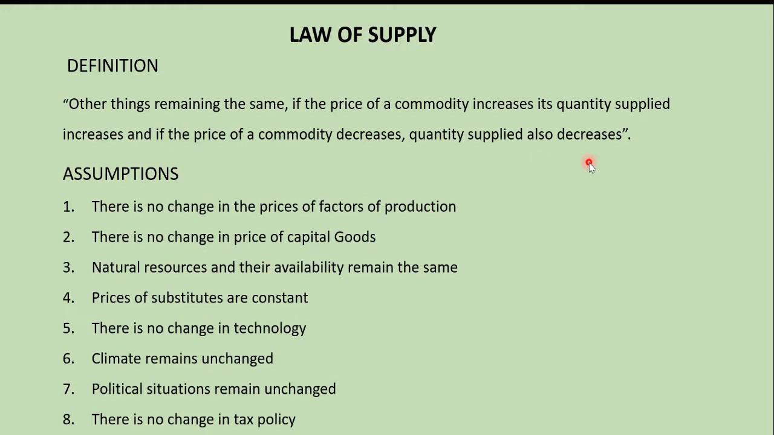Do you remember the law of demand? The law of demand is just the opposite of the law of supply. Because in the law of demand we studied, as price increases, the quantity which the consumer will buy decreases. If price increases, the quantity demanded decreases. If price falls, the quantity demanded will increase. So that was an inverse relationship between price and demand. Are you able to recall what we studied in the second chapter?